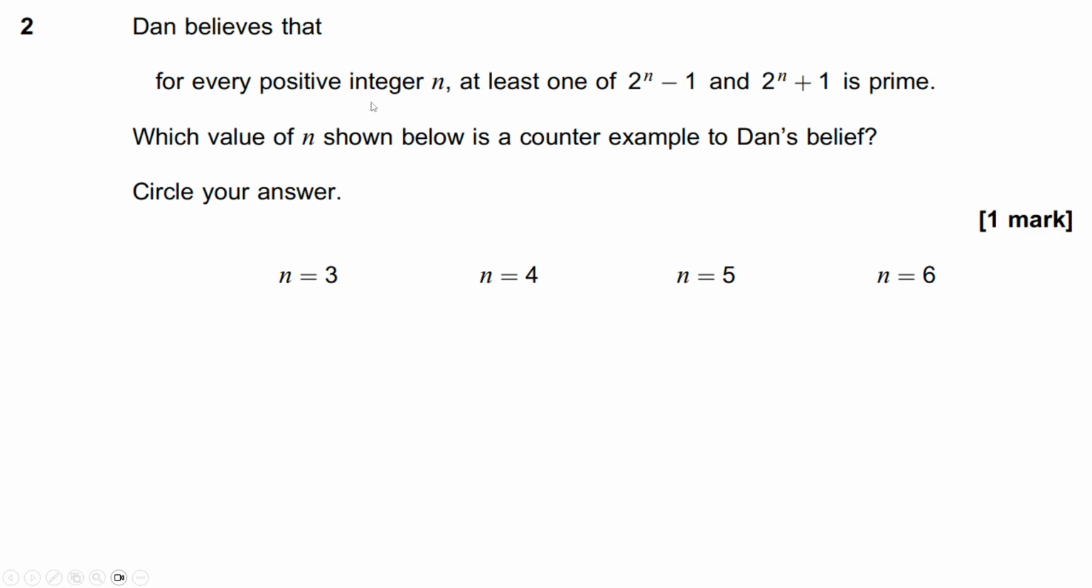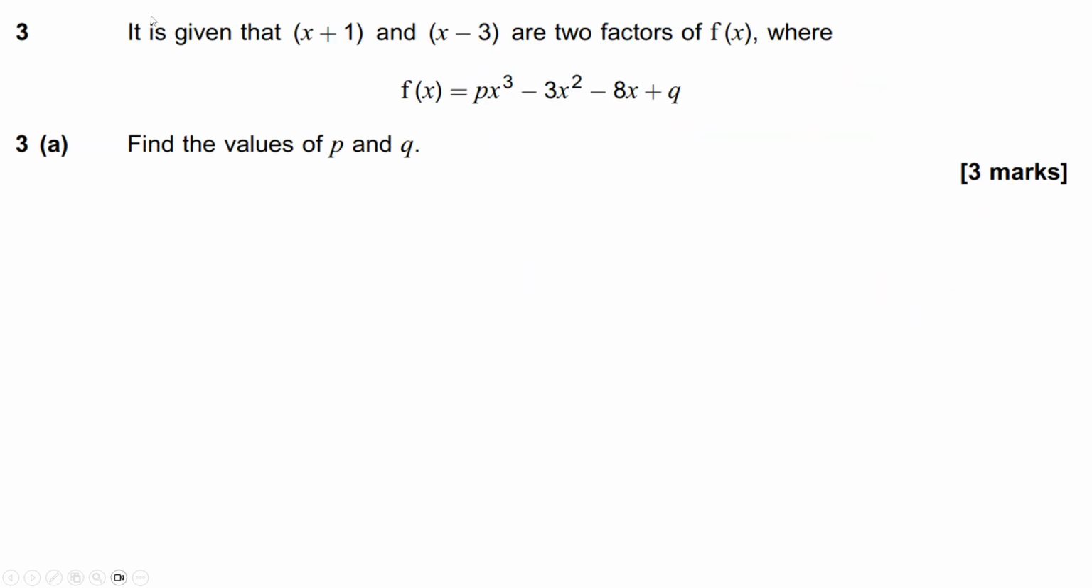Dan believes that for every positive integer, and so on. Just read through that if you want. Just try them all. Eventually, you'll see that n equals 6 is the correct answer. If you're a bit paranoid, you can just start from right to left if you think they're going to make you waste your time. It's given that these two are factors of f of x.